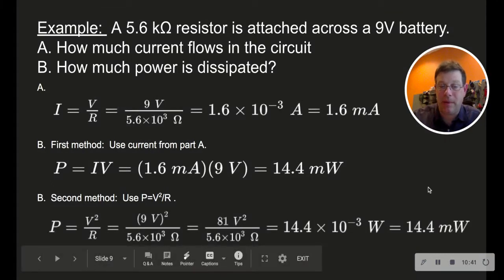Second method seems a little bit more complicated, but in fact, we'll step through it here, and it's not quite so bad, because you actually don't need the first result. We simply use the form of the power equation that P equals V squared over R.